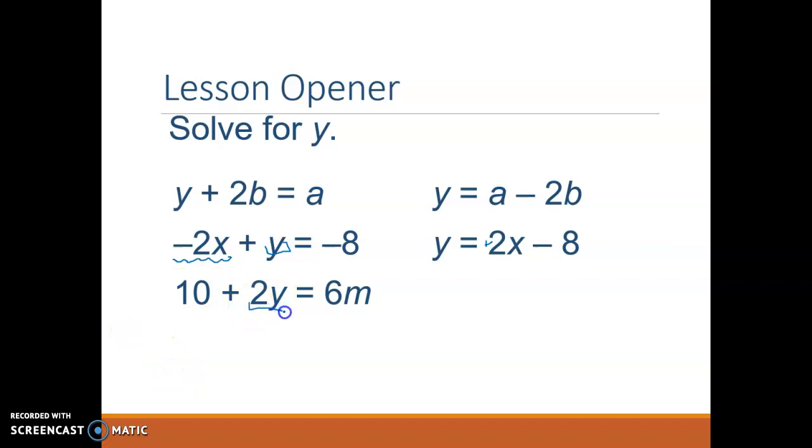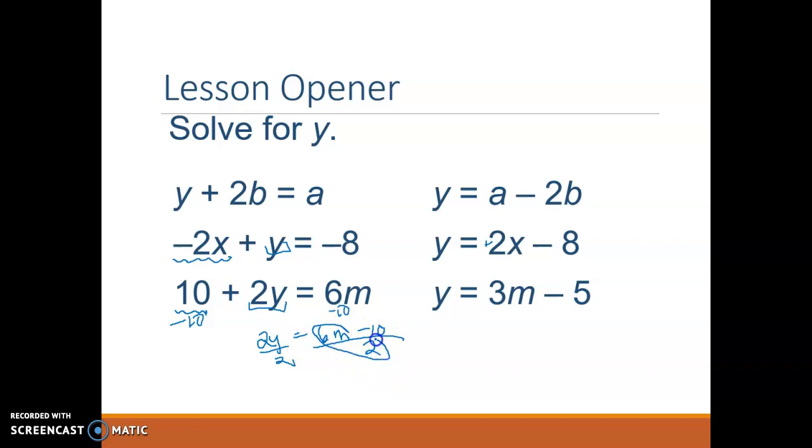And here we have 10 plus 2y equals 6m. The first thing we need to do is get the 2y by itself. So we'll do that by subtracting 10 from both sides. That gives me 2y equals 6m minus 10. Now the y is still not by itself. It's being multiplied by 2. And so the way I undo that is dividing by 2. And I've got to divide everything on the other side by 2. So that gives me y equals 3m minus 5. I have to divide both the 6m by 2 and the negative 10 over 2 is negative 5. So I've got to divide both of those terms by that single term 2.